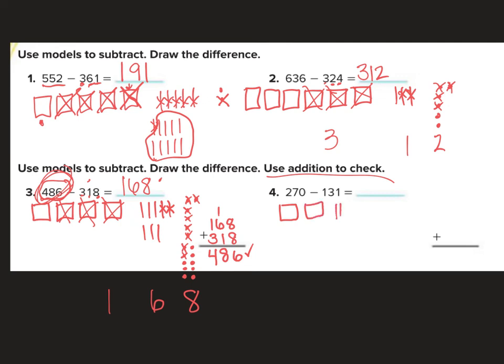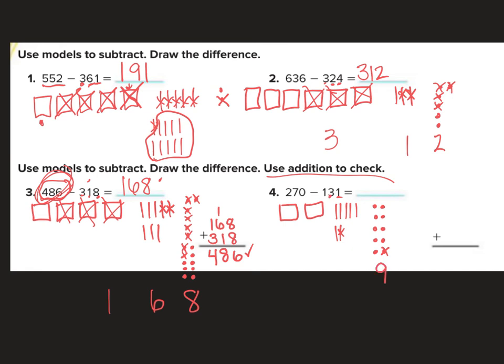270. 1, 2, 3, 4, 5, 6, 7. Okay. Now I need to take away 1 one. And look, I have 0. So I have to go next door and get 10 more. 1, 2, 3, 4, 5, 6, 7, 8, 9, 10. Okay. Need to take away 1. There we go. I've got 9 left over.